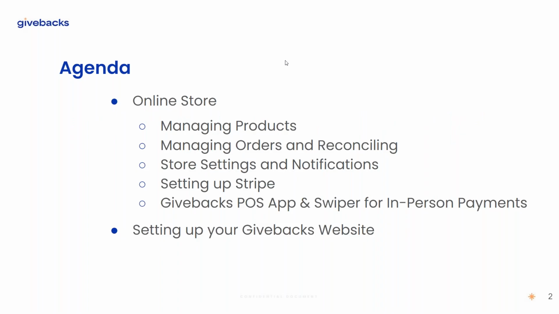Right, so our goal today is to show you how to set up and manage your online store, and then we'll shift gears and talk about how to use the website builder. So we're going to talk about managing products, reviewing orders, reviewing payouts, store settings and notifications. We'll talk about Stripe accounts, and we'll also talk about using the GiveBacks point of sale app if you're using a Stripe credit card reader. And then we'll talk about the website.